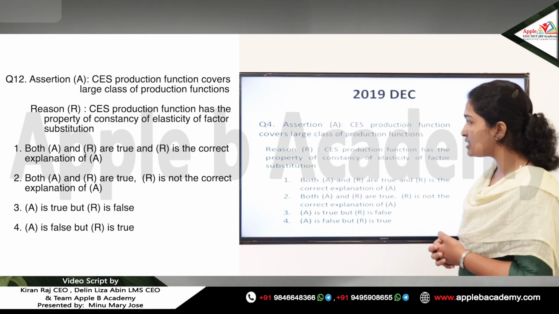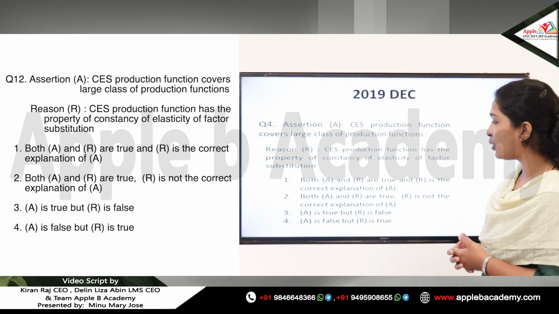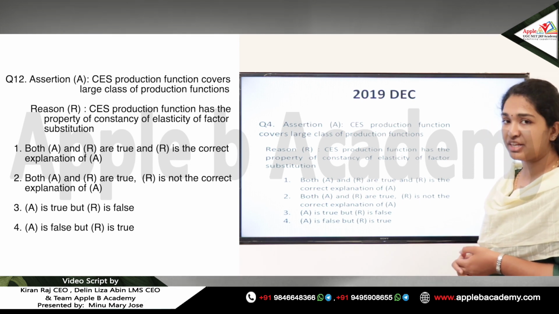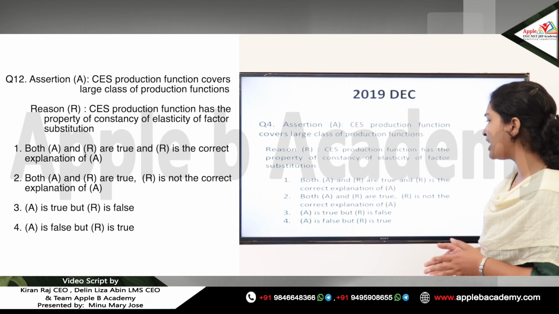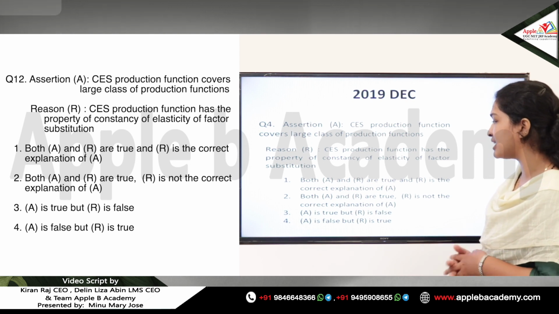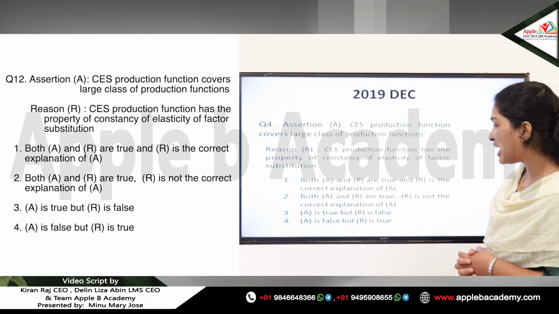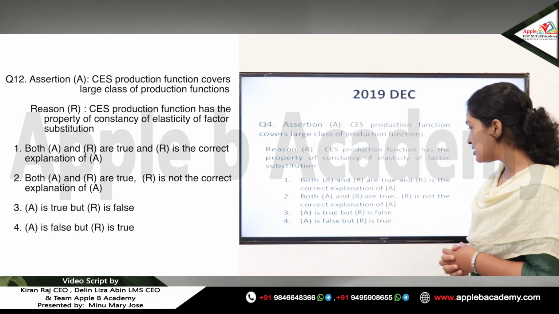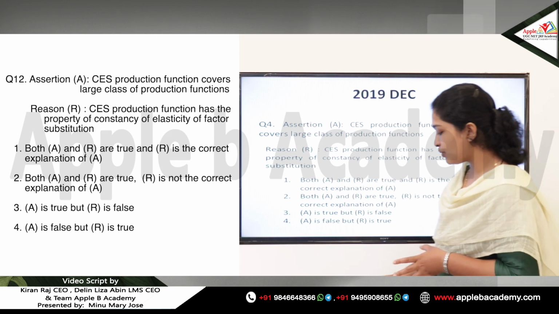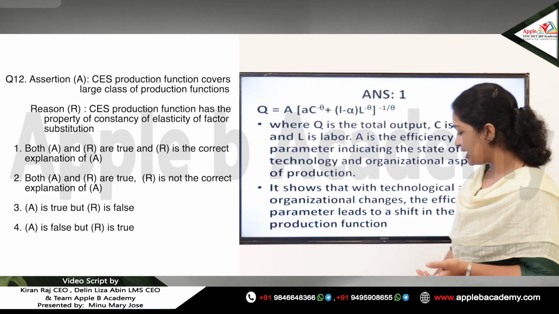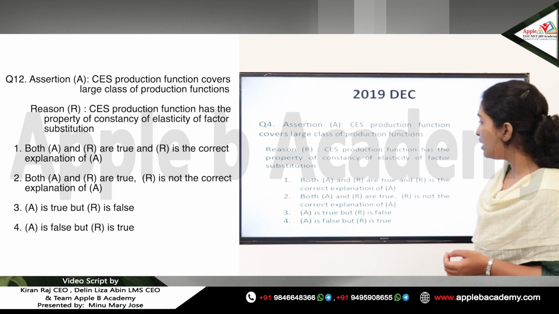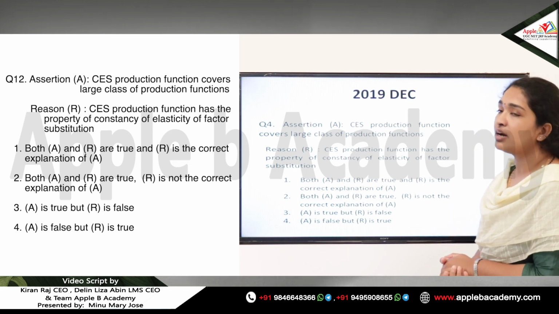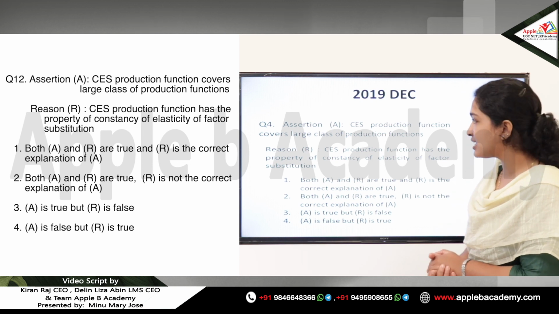The options given are: 1, both assertion and reason are true and R is the correct explanation of A; 2, both A and R are true and R is not the correct explanation of A; 3, A is true but R is false; and 4, A is false but R is true. So the answer for this question would be answer 1, that is, both assertion and reason are true and R exactly explains the assertion that is given here.